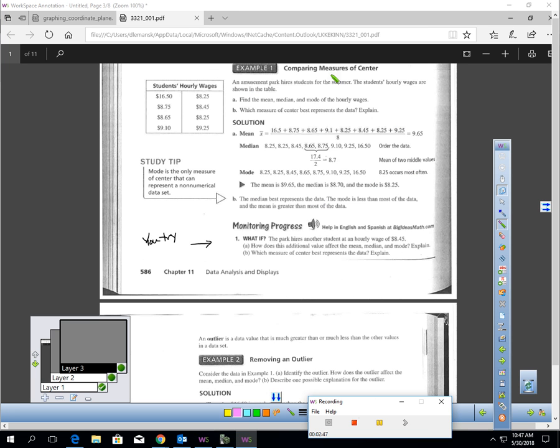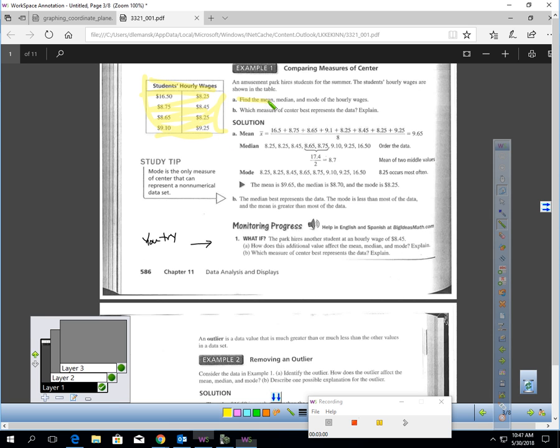Let's look at the sample problem, which goes through how we can find mean, median, and mode. It says, an amusement park hires students for the summer. The students' hourly wages are shown in the table. So I'm going to quickly just circle the table and highlight it. Here's the table of student wages.